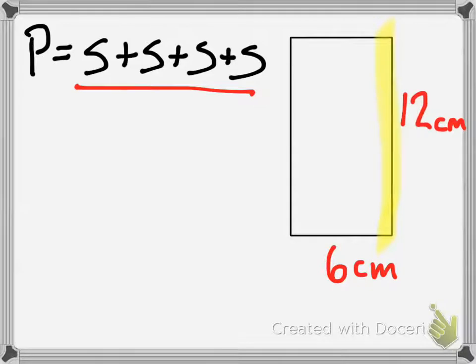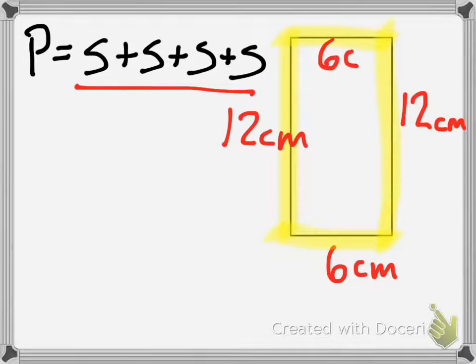Now, if I notice, this side is the same size as this side. So now we're going to go ahead and put 12 over there, and we can assume that this side is also 12. Okay? If we look down here, we have 6, and again, since we have a rectangle, we can assume that since we have 6 on the bottom, we're also going to have 6 on the top.